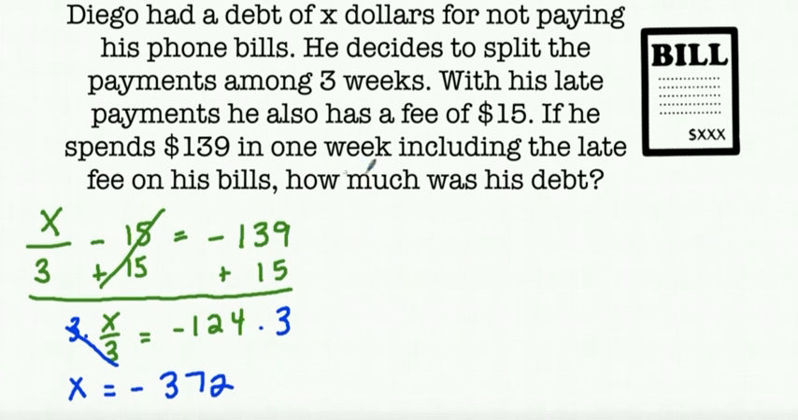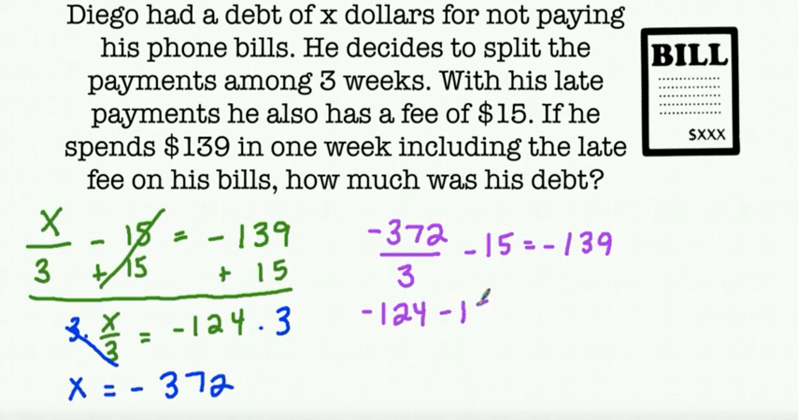And if we want to go back and check our answer, we're going to take negative 372 divided by 3, subtract 15, and that should equal negative 139. So negative 372 divided by 3 is equal to negative 124. Minus 15 is equal to negative 139, so we know that this is true. So his debt for not paying the phone bills was $372.